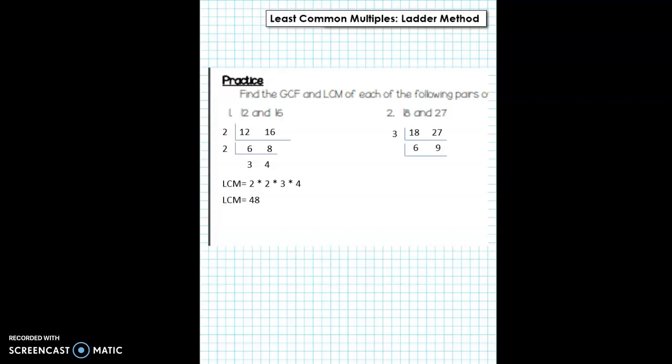Now we add our division bar and we ask ourselves, can we still divide by 3? We can. 6 divided by 3 is 2, and 9 divided by 3 is 3. When we write these out, we get 2 times 3 times 3 times 3, or a least common multiple of 54.